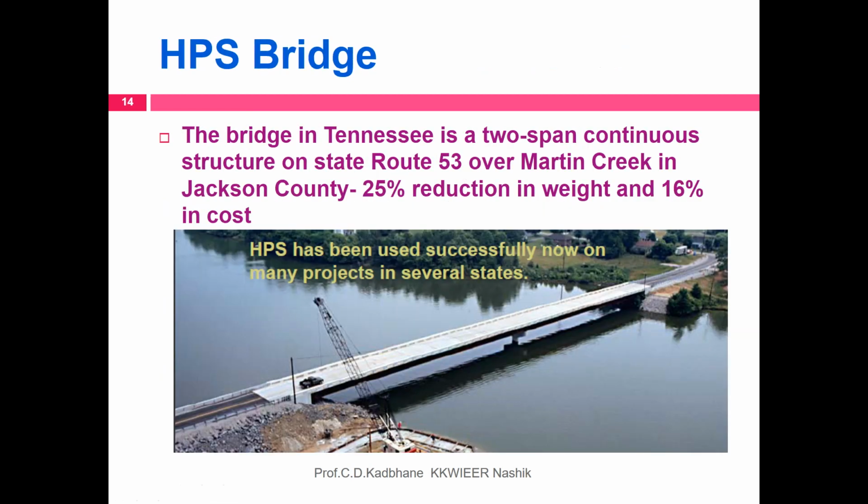Here the bridge is an HPS bridge. The bridge in Tennessee is a two-span continuous structure on State Route 53 over Martin Creek in Jackson County. The specialty of the bridge is that there is a 25% reduction in the weight and 16% in the cost. So here high performance steel has been used successfully now on many projects in several states and several countries.